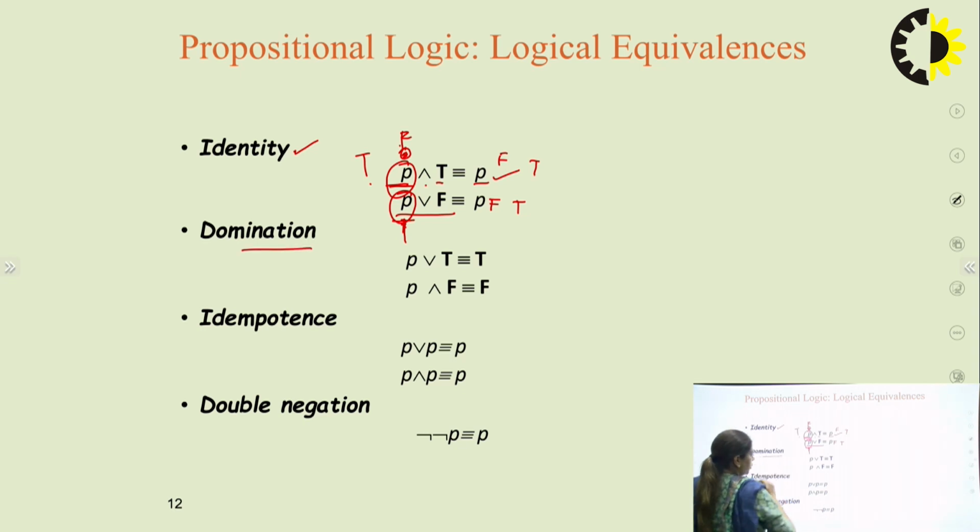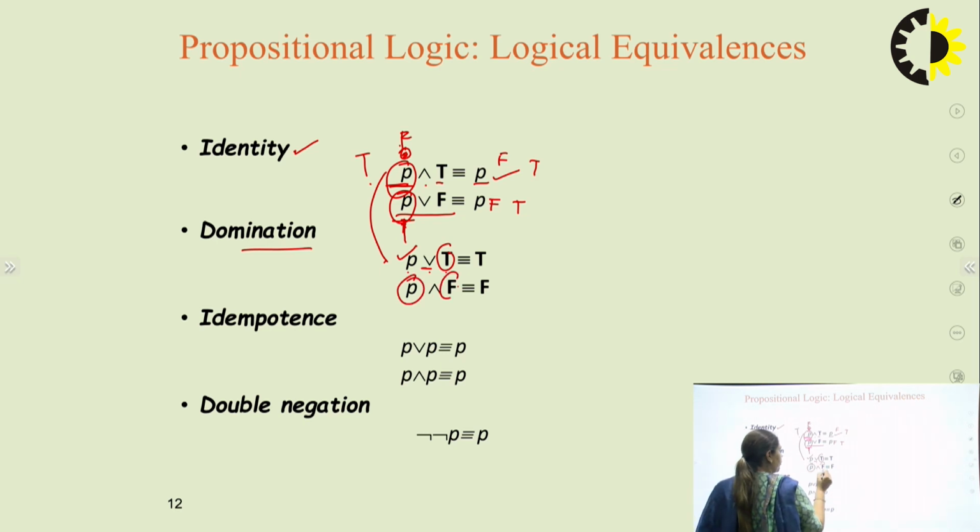What is domination now, right? Now, it is the reverse of this. P or T will always be true, because in OR, one input should be true, which is given here. Whatever the value of this is, it will remain true always. And if one input is false, everything is false in AND, right? So this can be anything. If it is false, it will be false every time, right?